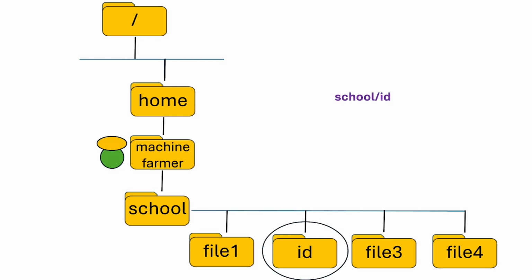You may ask, is there a non-relative path then? Well, no, there is nothing like a non-relative path in Linux, but there is another kind of path called absolute path. Let's again talk our path to the ID file at the school directory, but this time we are not at our machine farmer directory. This time we are at our root directory.